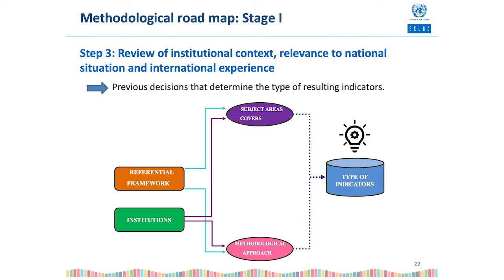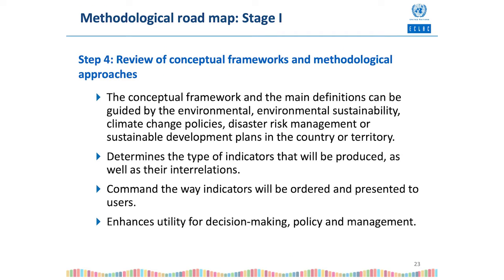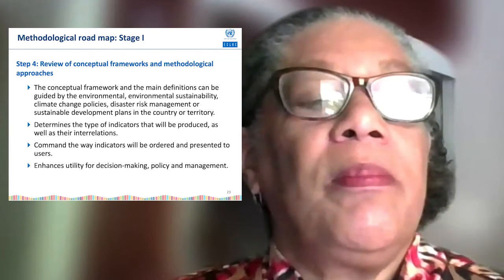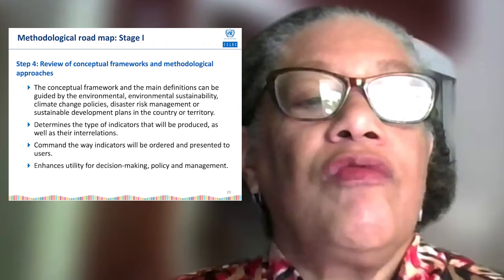So step 3 is the review of the institutional context. We would look at a referential framework and the institutions. We would look at the subject areas to be covered, as well as the methodological approach to come up with the type of indicators that we would want to build. Step 4 is a review of the conceptual frameworks and methodological approaches. So these frameworks would give definitions that are guided by environmental sustainability, climate change policies, disaster risk management or strategies, any sustainable development plans in the country or region.